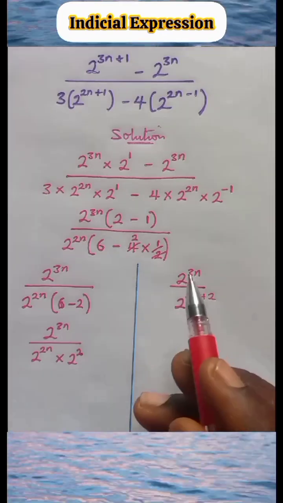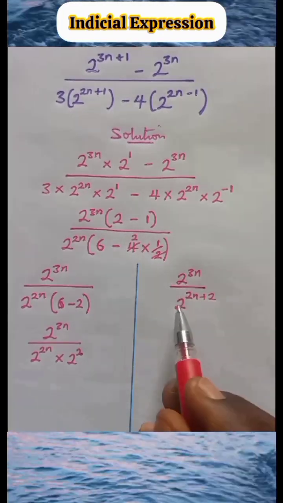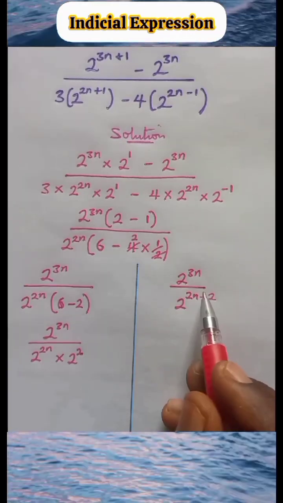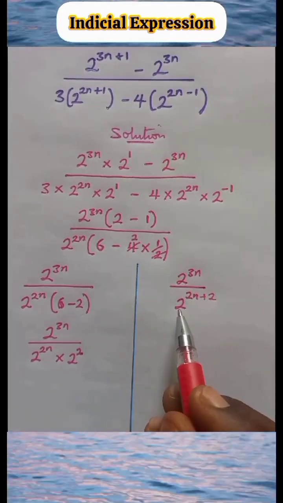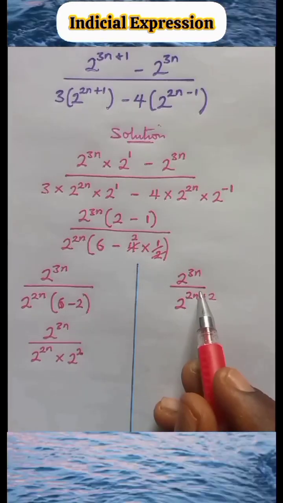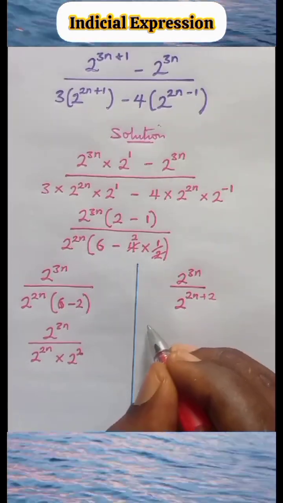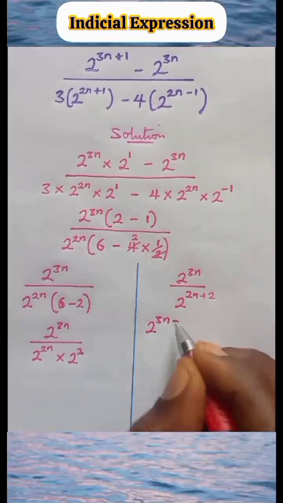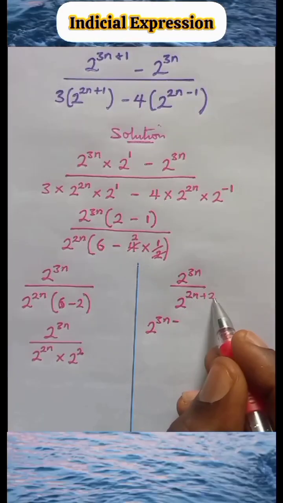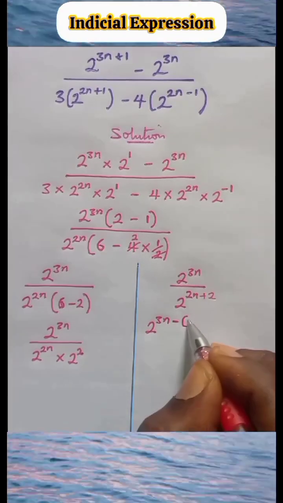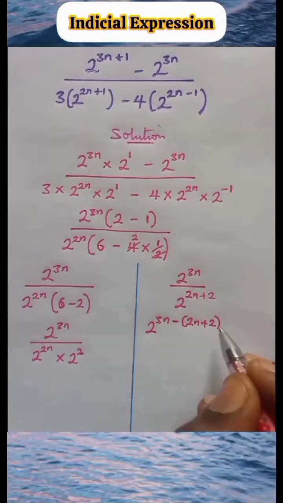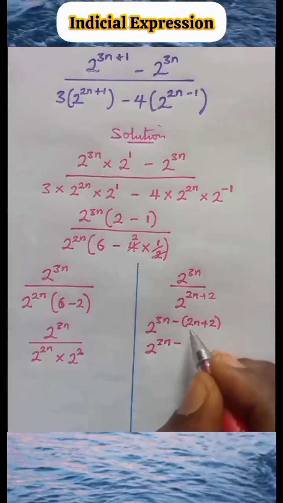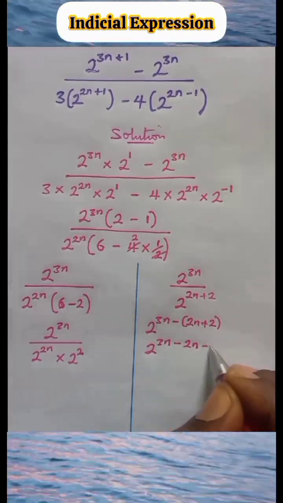Here also, we have 2 exponential terms, this and this, that have the same base and are related by what? Division. When you have 2 exponential terms with the same base that are related by division, you represent them with one of the base and subtract their exponents, so that we have 2 raised to power 3n minus, we are subtracting the whole of this expression from 3n. So we are going to put it inside bracket, 2n plus 2. So that we have 2 raised to power 3n minus 2n, we open up the bracket and here it becomes minus 2.